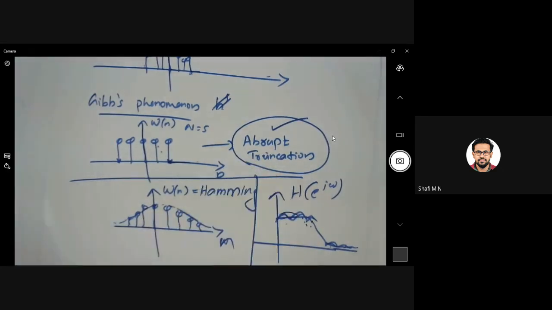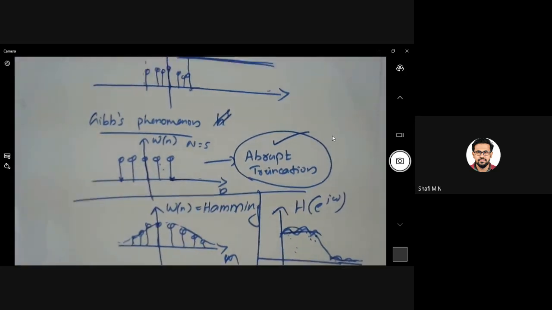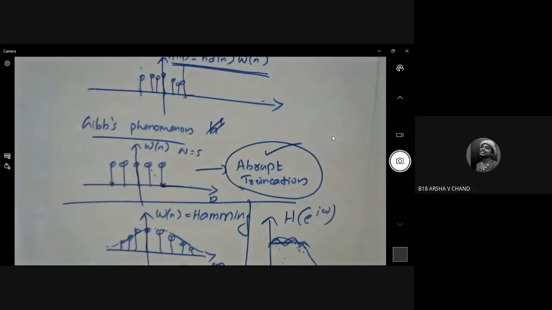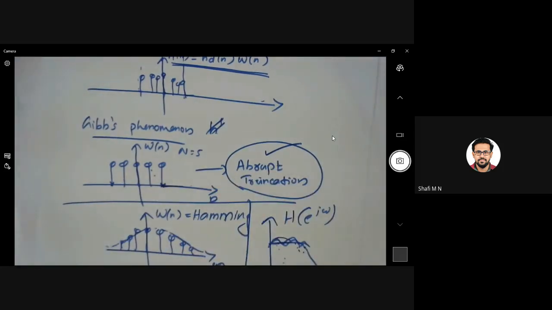So what is the solution to avoid this? I don't prefer these oscillations. Abrupt truncation is the problem, so what is the solution? Smooth truncation. You avoid abrupt truncation and use windows that have smooth truncation, such as the Hamming window, Hanning window, triangular window, Bartlett window. Different windows are available which have smooth truncation, and they can be used to avoid the problem of Gibbs phenomenon. Clear?